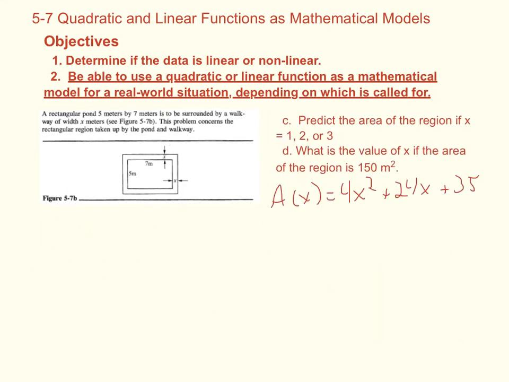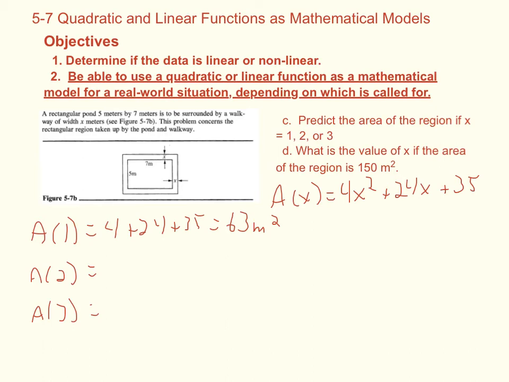Okay, part C, predict the area of the region if x is 1, 2, or 3. So A of x when x is 1 equals 1 squared is 1, so 4 plus 24 plus 35, 59 equals, so 63 meters squared. A of 2 and A of 3: 99 meters squared, 143 meters squared.